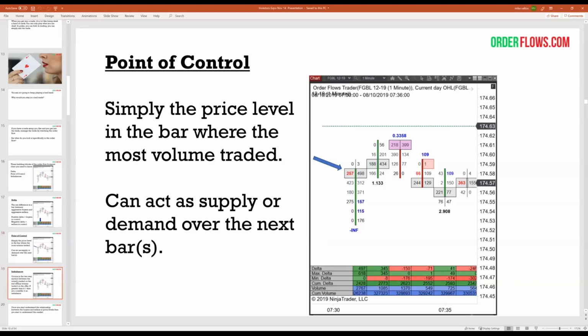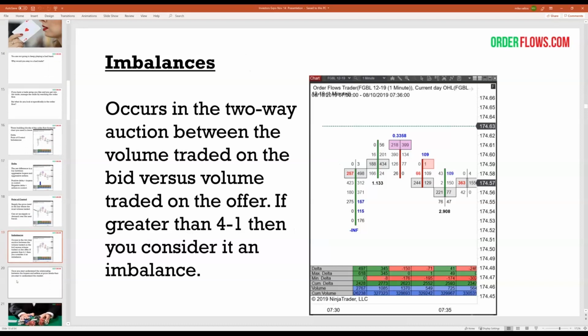Now, imbalances, again, not every bar is going to have an imbalance, but you've got to remember, the markets trade in a two-way auction. There's a bid, there's an offer. And when the volume traded on the bid against the volume traded on the offer is over a certain amount, industry standard is about 4-to-1. Peter just mentioned he uses about 2-to-1, but his analysis is a bit different. What I'm looking at is where the imbalances are appearing in the market.